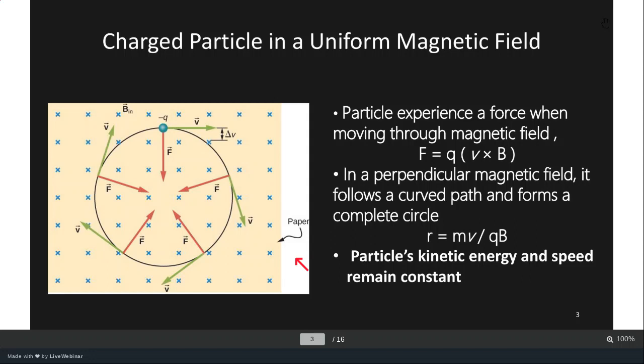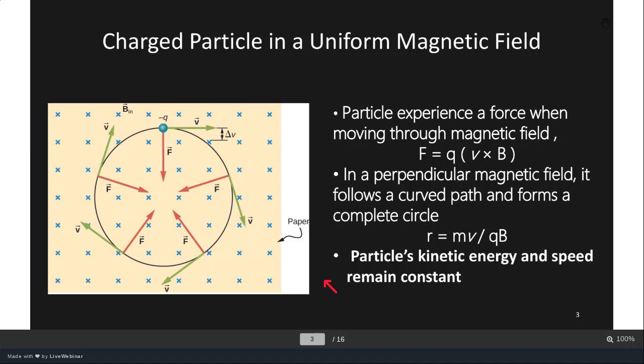The radius of the circular path is given by r = mv/qB, where m is the mass, v is the velocity, and q is the charge of the particle. Since the particle shown has a negative charge, the force will be in the opposite direction to the prediction of the right-hand rule.